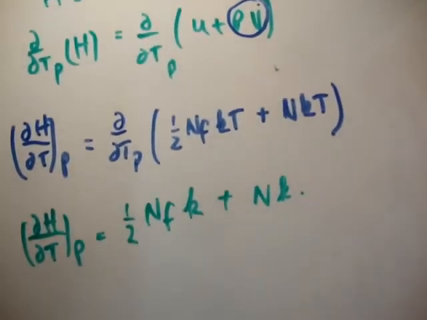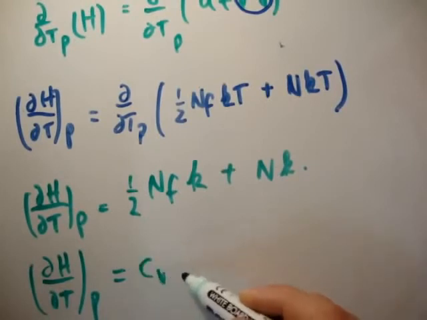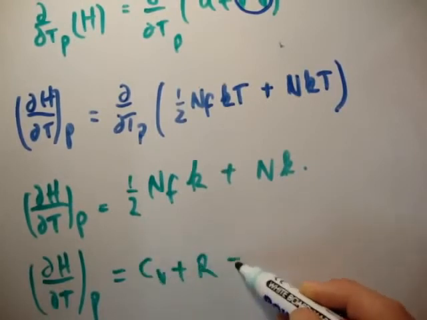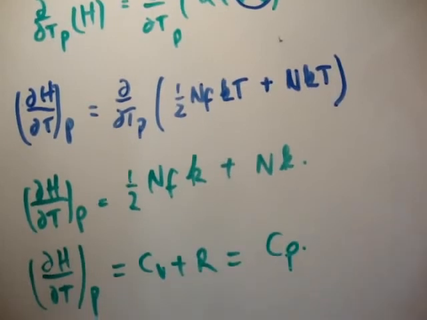But that's exactly how we defined the heat capacity at constant pressure. So del H del T at constant pressure is equal to C sub V plus R is equal to the heat capacity at constant pressure. So a way of measuring the heat capacity at constant pressure is to look at the change of enthalpy with respect to temperature, or vice versa. Okay, so that's all I've got to say about that.